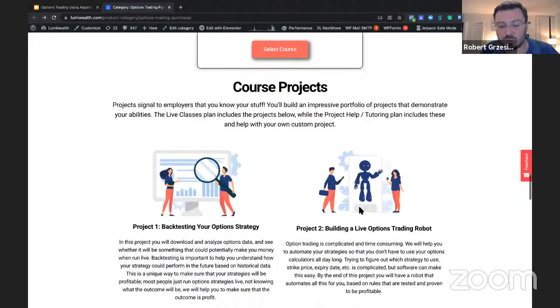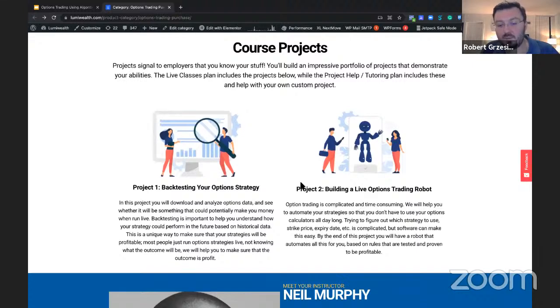We also have 2 course projects that you go through. The first is backtesting your own option strategy. How do you download data, check your option strategy, and see if it works? Is this something that is actually going to work for you, and is it going to be profitable? So being able to backtest your option strategy.